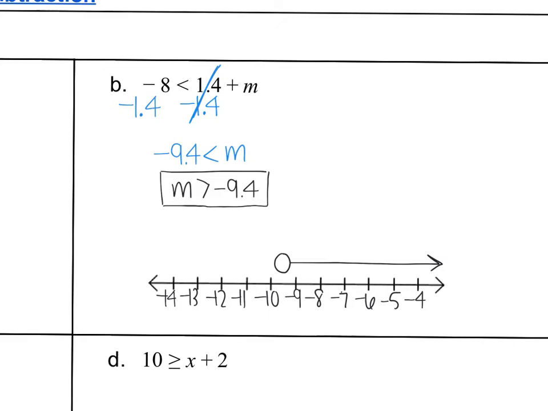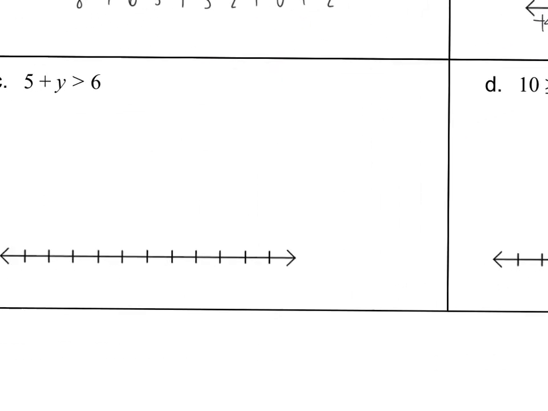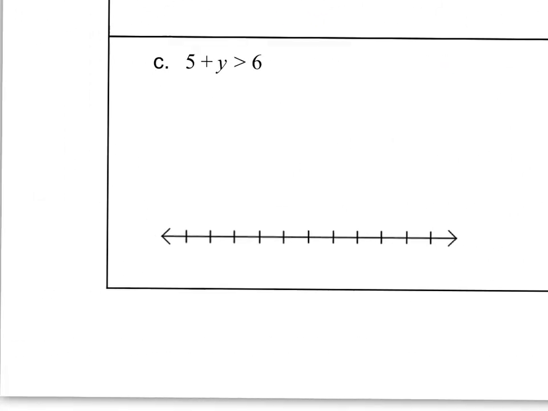Let's go ahead and try the next one. I need to get y by itself. If I'm going to get this y by itself, I'll subtract the 5 on both sides. So I'll go ahead and subtract the 5 here, subtract the 5 there. I'll get y is greater than 1.